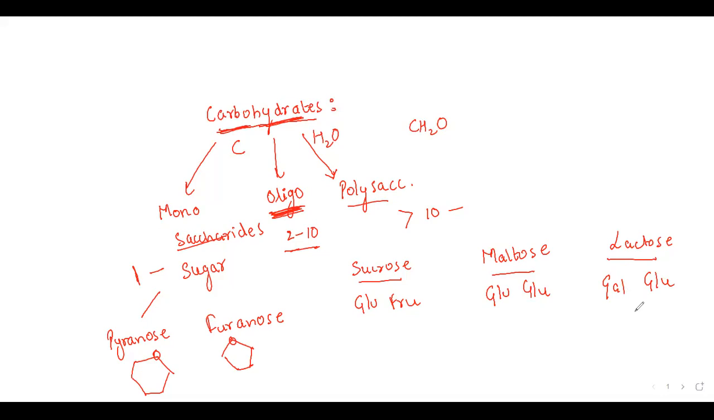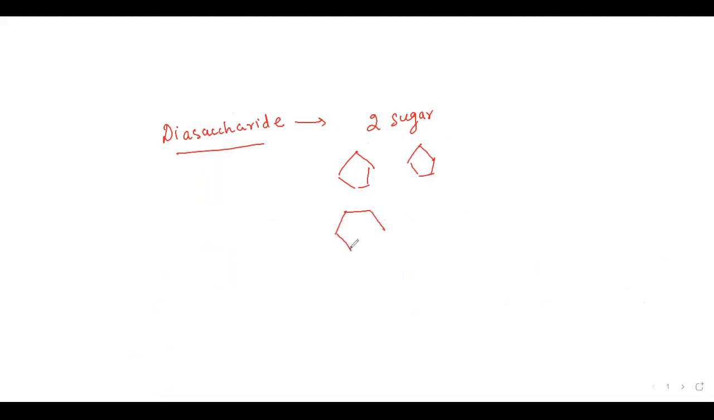The first one that we are going to study is a disaccharide. Now, what do we mean by a disaccharide? As the name suggests, a disaccharide is made up of two sugars. So these two sugars can be either furanose and furanose, or pyranose and pyranose, or it can be a combination of the two: a furanose plus a pyranose ring. So the first structure that we have to study today is sucrose.